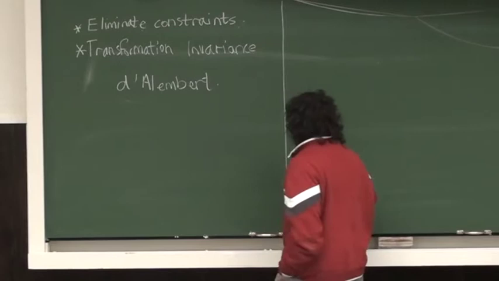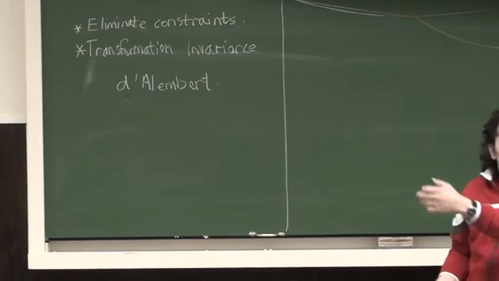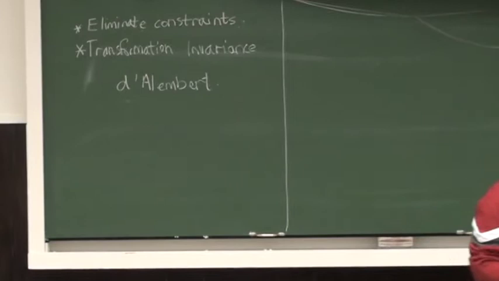We talked about constraints. In fact, my hand doesn't go through this. We talked about the fact that the pendulum remains a constant distance from the origin as it swings. And we want to get rid of that. How do we go about it? How do we go about getting rid of constraints? We've already done something. What was it?